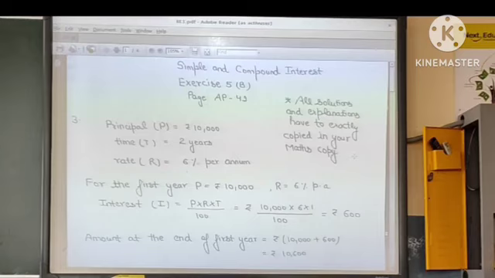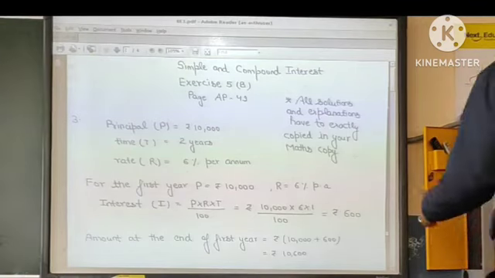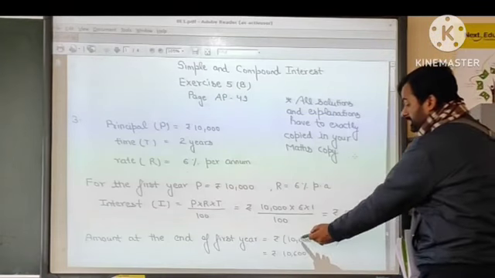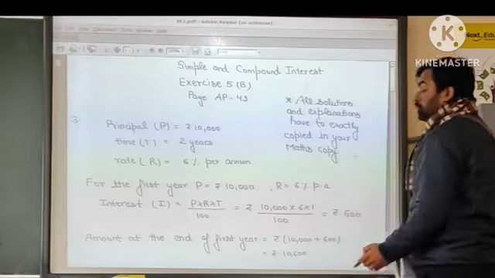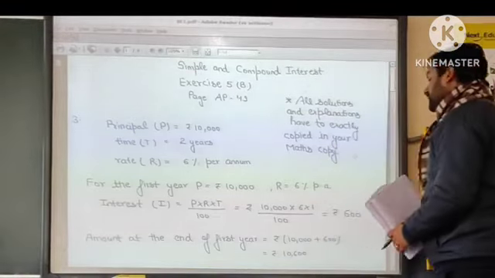amount. Now this is the change that we have in this question of compound interest, that the principal for the first year is the principal only, but the principal for the second year is what? The principal for the second year is the amount which you obtain after adding the principal and interest. So whatever amount comes after the first year, that is your principal for the next year.